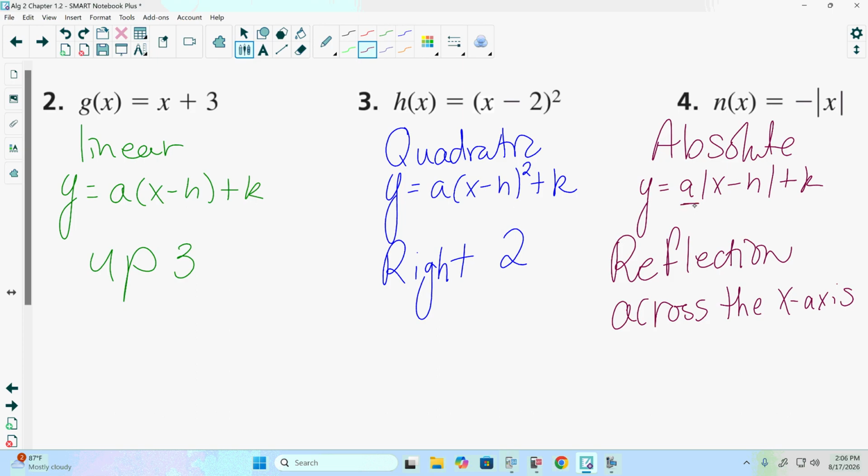So the value for A, is it negative? Or where the number would be for A? So we have that negative in front of the absolute value. Since this is in the location of A, if that spot is negative, it's a reflection across the x-axis. Does that answer that? Yeah, that's it. Any other questions?